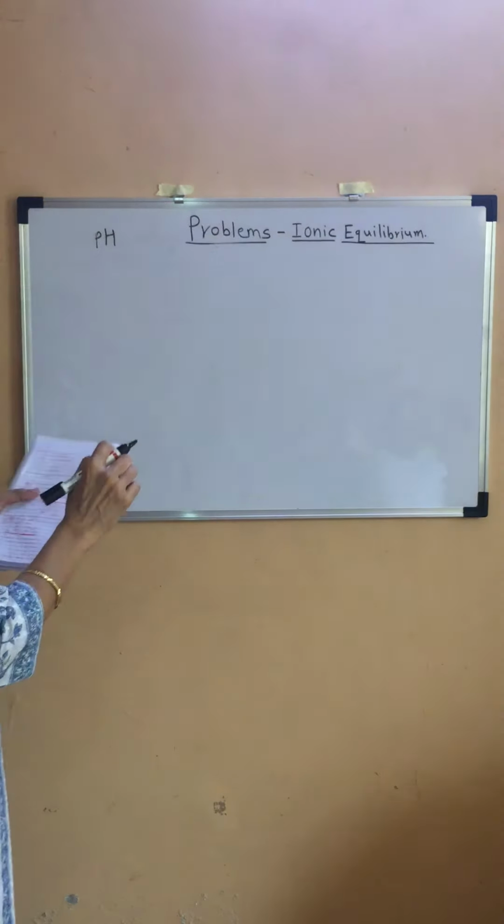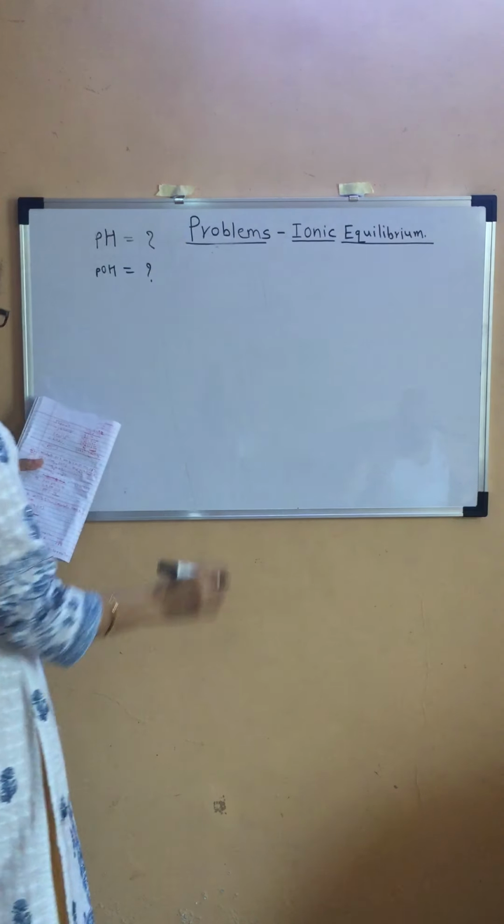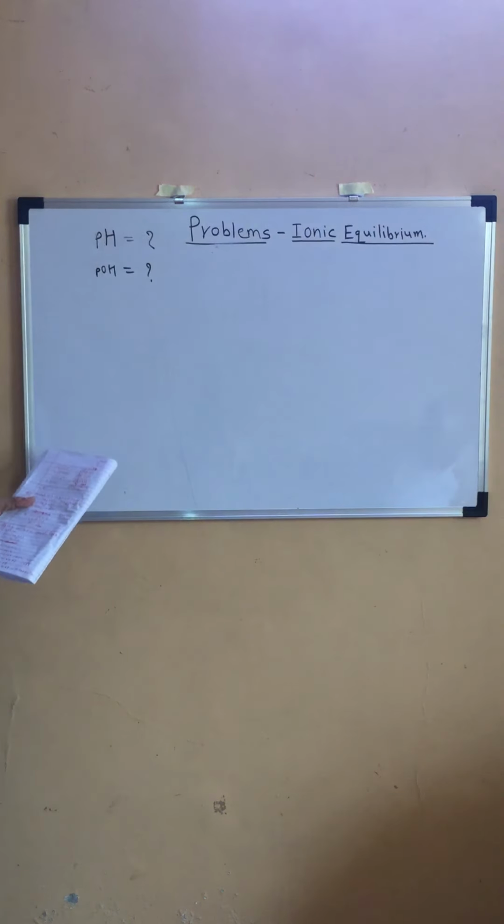Calculate pH and pOH. What you are supposed to calculate? pH and pOH. Calculate pH and pOH of 0.01 molar HCl solution. What is given? 0.01 molar HCl solution is given. Okay, and you have to find out pH and pOH. So what is the formula? pH is equal to negative logarithm to the base 10 of H plus ion concentration. H plus ion concentration is given 0.01 molar, isn't it?